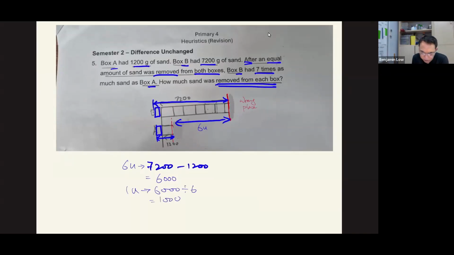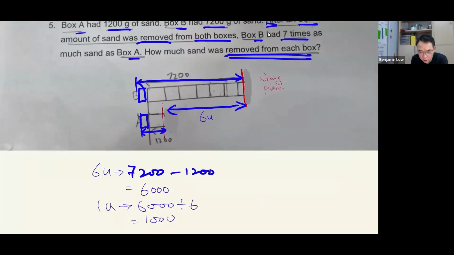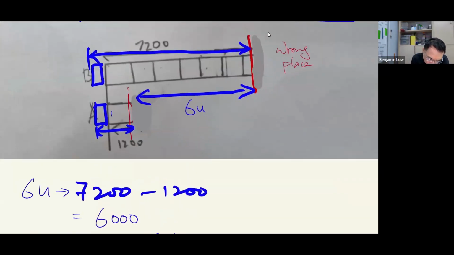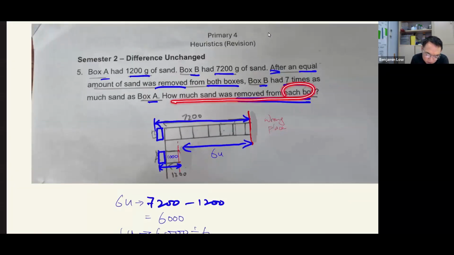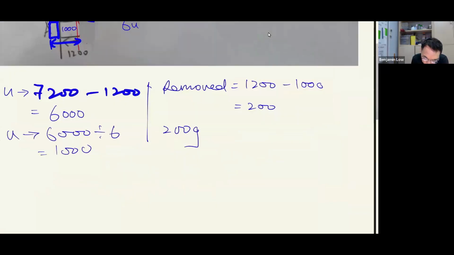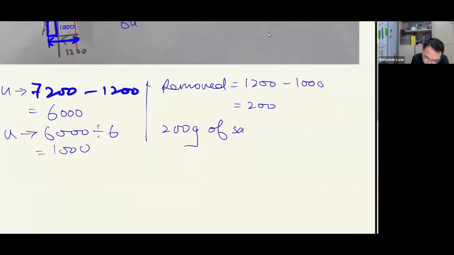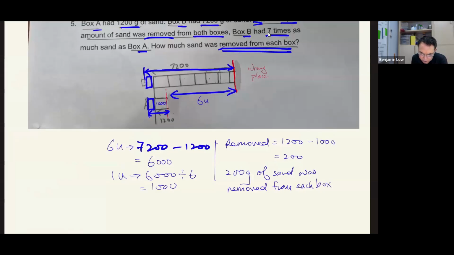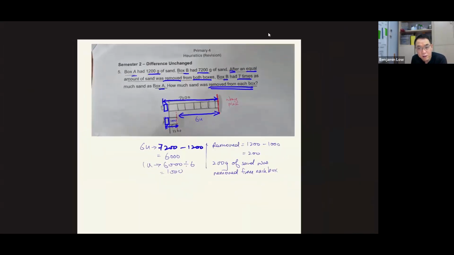So 1 unit, and then one of the very important habits is to write down what you see into the model. So that means this is 1000. And can you tell me how much was removed? Easy, right? You just got to take 1002 minus 1000 and you get 200. So the question, how much then was removed from each box? Answer is 200. Okay, so you subtract away the 1000 and that will give you 200. So 200 grams, is it grams? Yes, 200 grams of sand was removed. Okay, so that's it, we're done. That's how you do this question. All right, go to the next one.